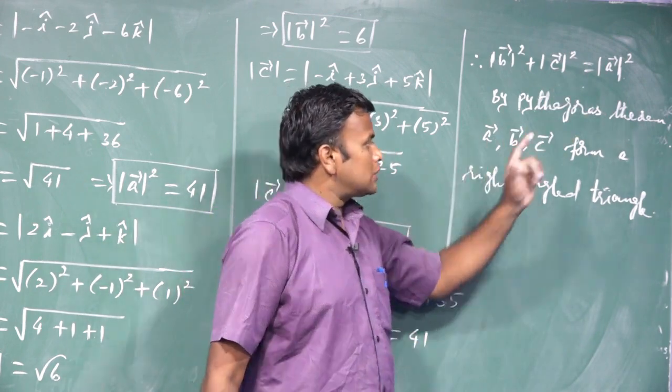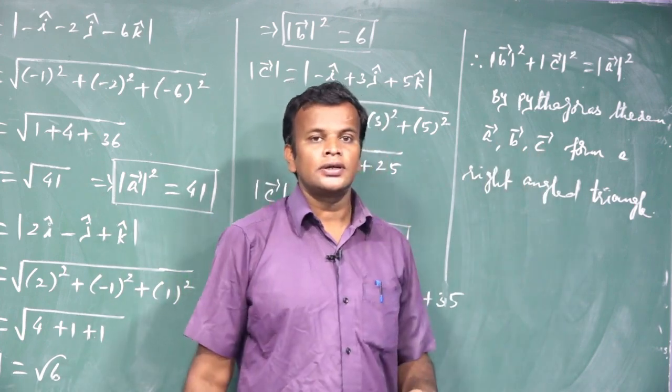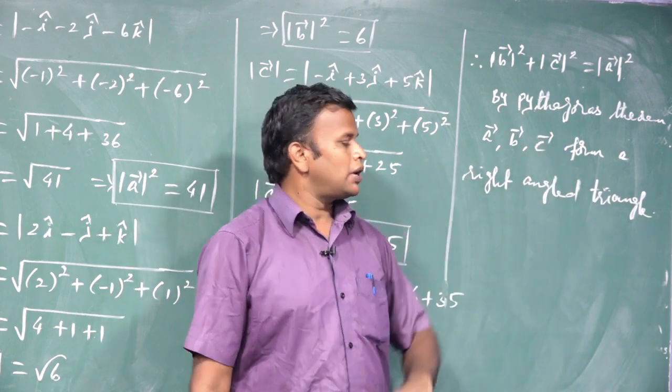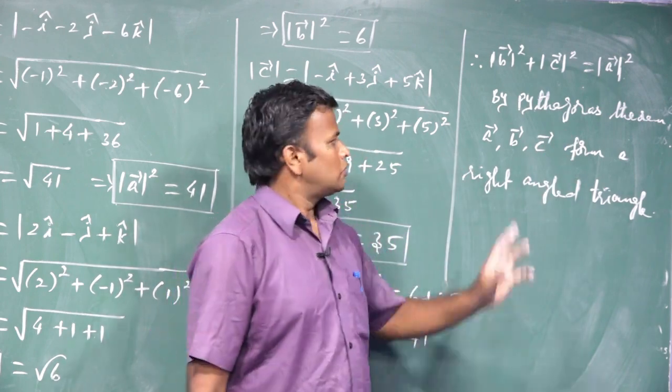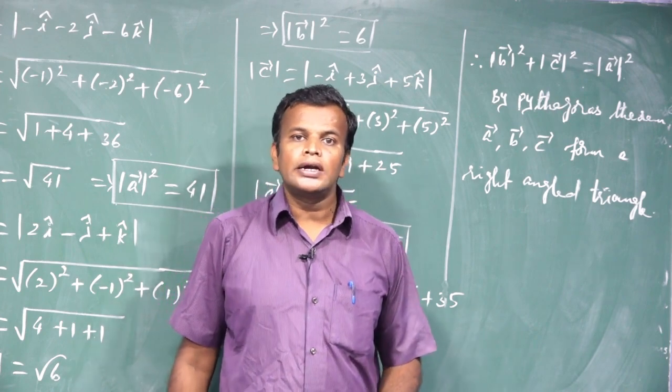We will take the given vector names of A vector, B vector, C vector. So I write it as A vector, B vector, C vector. Or you can write that the given vectors form a right angled triangle also. So you write either A vector, B vector, C vector, or the given vectors form a right angled triangle.